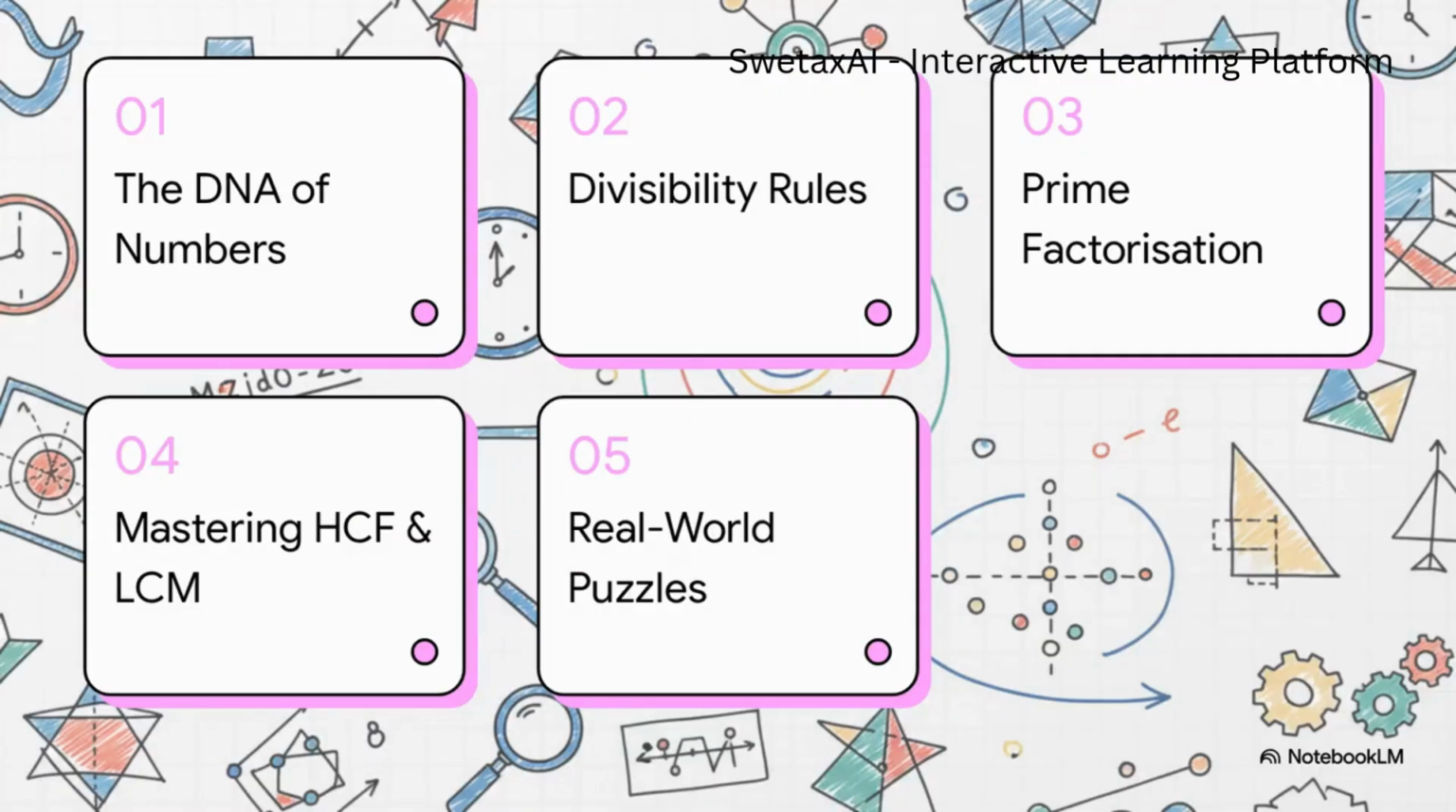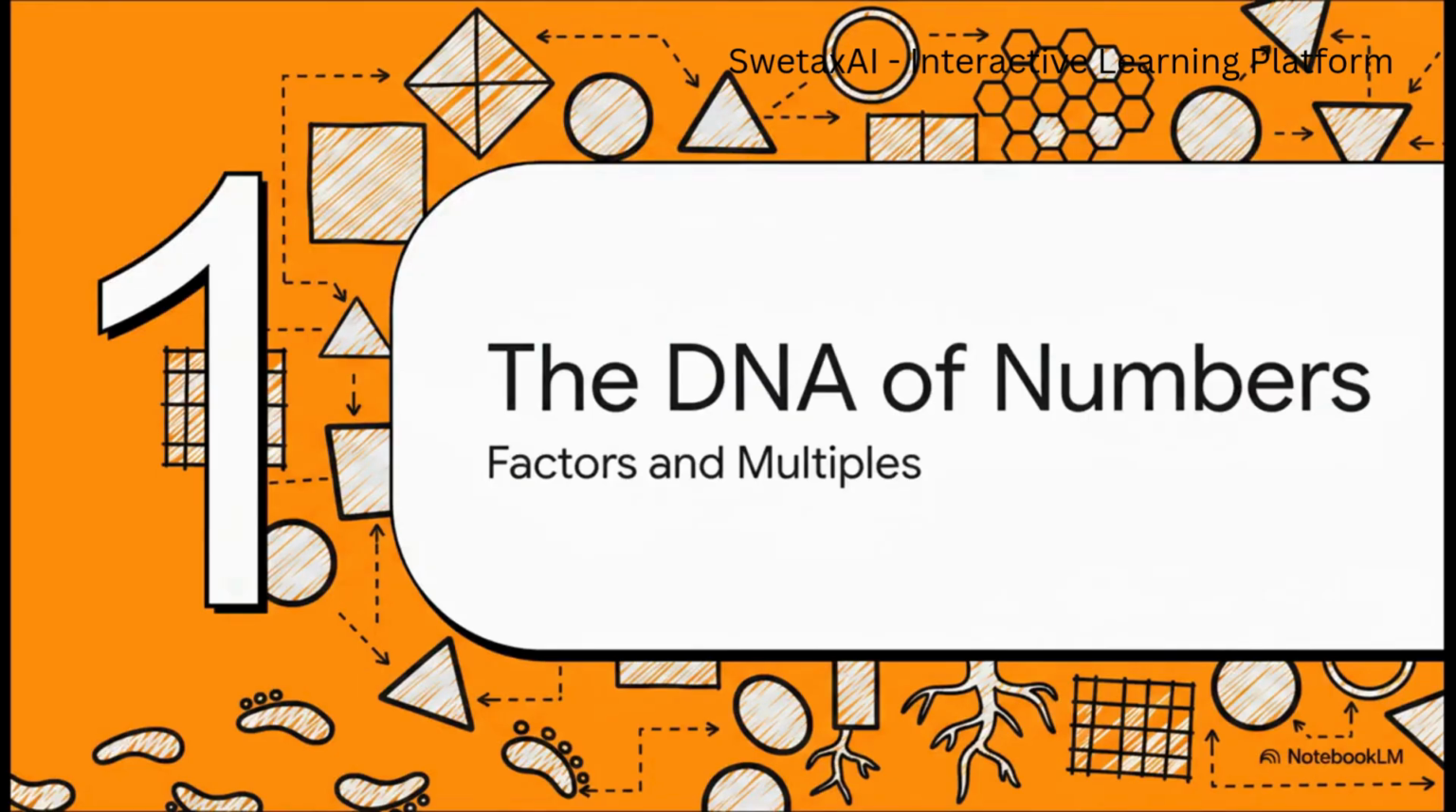So, here's our game plan for today. We're going to cover 1. The DNA of numbers, 2. Divisibility cheat codes, 3. Breaking down prime factorization, 4. Mastering HCF and LCM, and finally 5. Solving real-world puzzles. All right, let's jump right into section 1, the DNA of numbers.